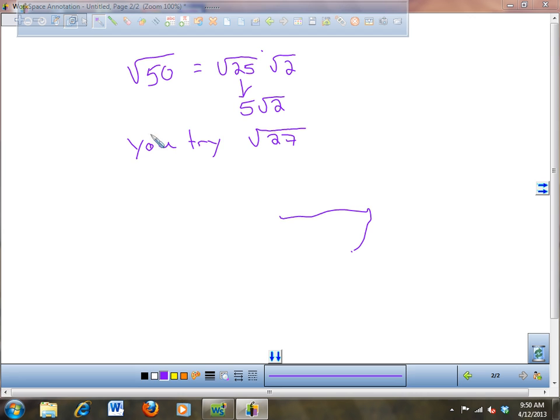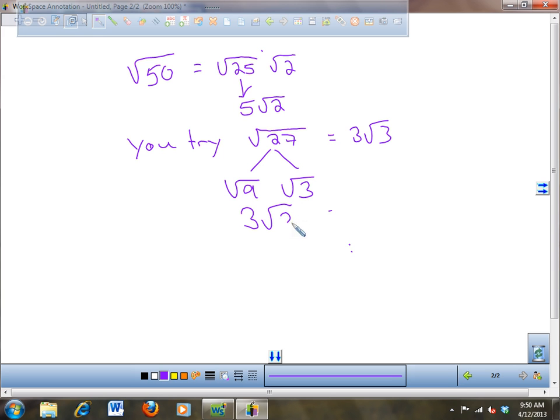Morgan correctly said this is 3 root of 3. And where did that come from? You kind of think about it as factors. It factors to the square root of 9 times the square root of 3, because 9 times 3 gives you 27. And then she pulled out this 3 from the 9. So I could rewrite this as 3 root of 3. And that's how you kind of do it.